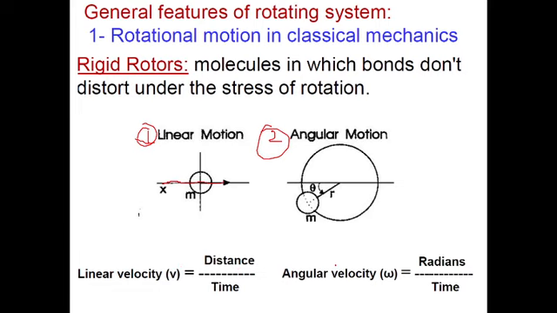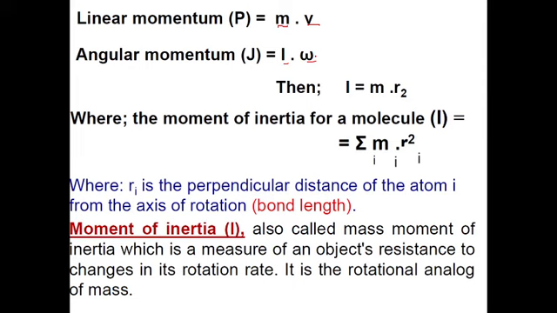From that, you can calculate the linear momentum, which is equal to m into v, and the angular momentum, which is equal to I into omega. Here m is the mass and v is the velocity, and in the case of angular momentum, I is the moment of inertia and omega is the angular velocity. This moment of inertia can be calculated by the formula m r squared. And if you want to find the moment of inertia of the molecule, it is equal to the summation of m into r squared.